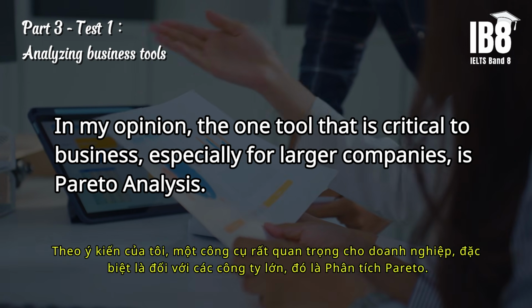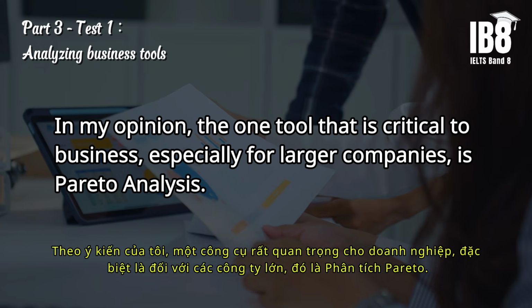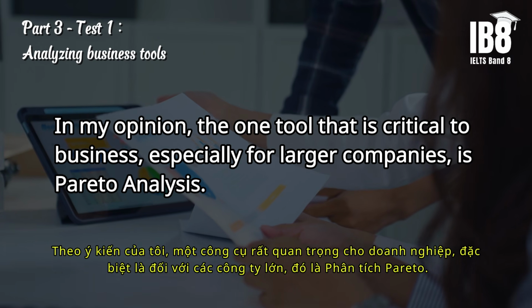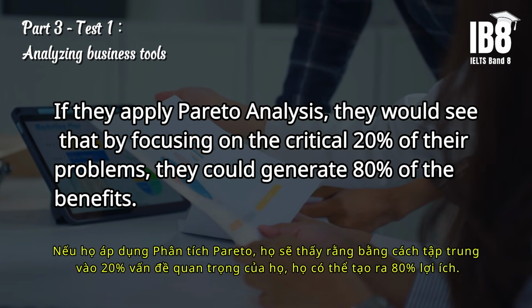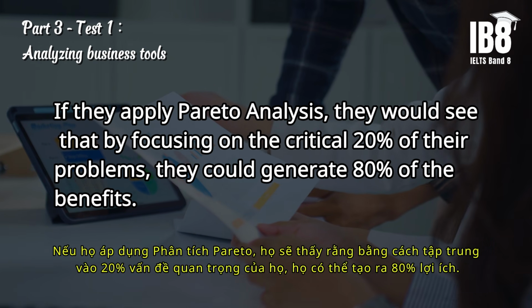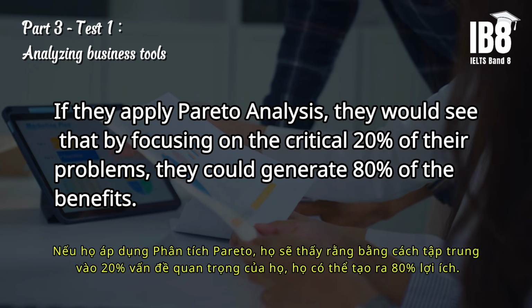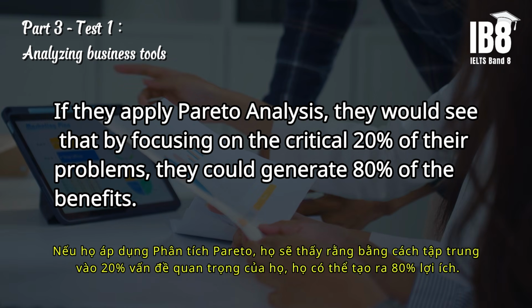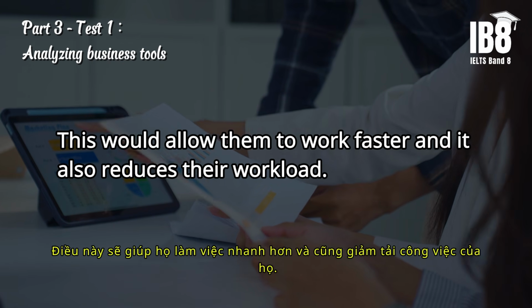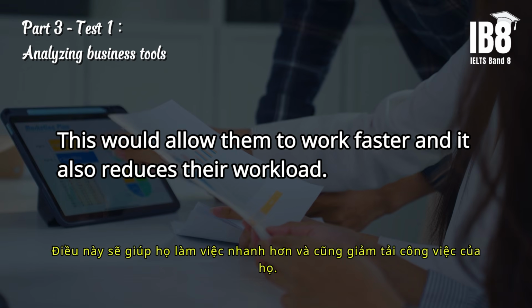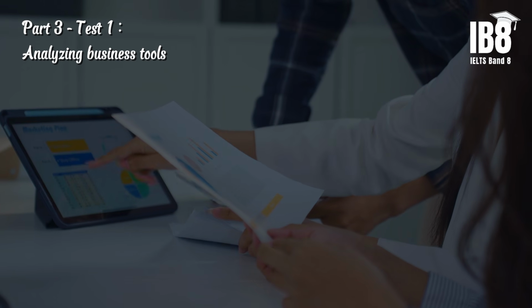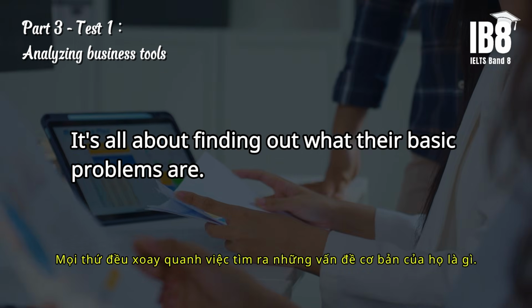In my opinion, the one tool that is critical to business, especially for larger companies, is Pareto analysis. If they applied Pareto analysis, they would see that by focusing on the critical 20% of their problems, they could generate 80% of the benefits. This would allow them to work faster and it also reduces their workload. It's all about finding out what their basic problems are.